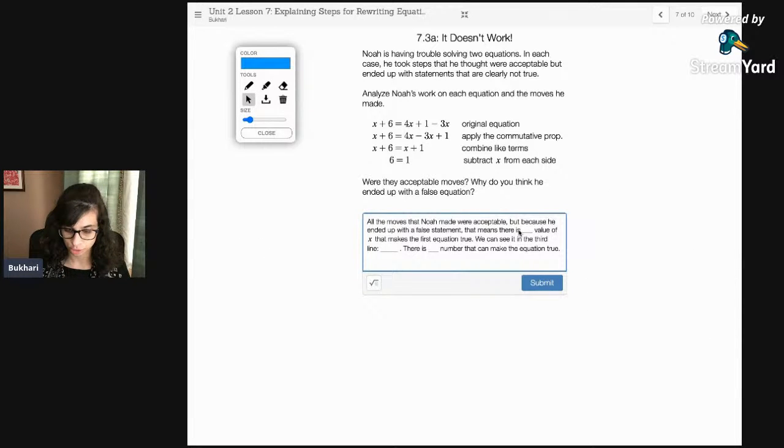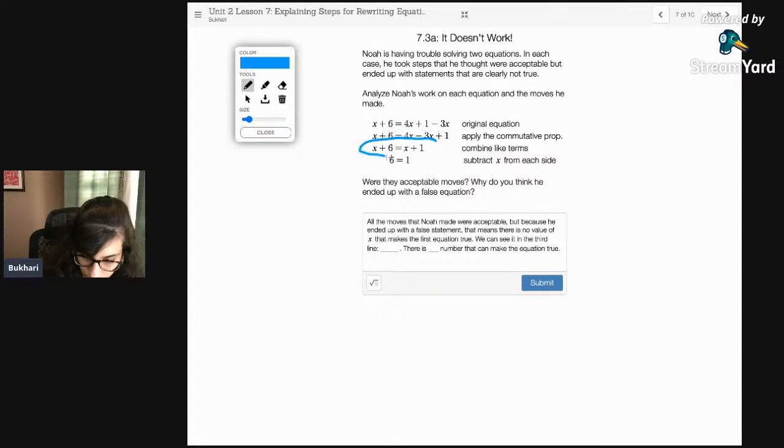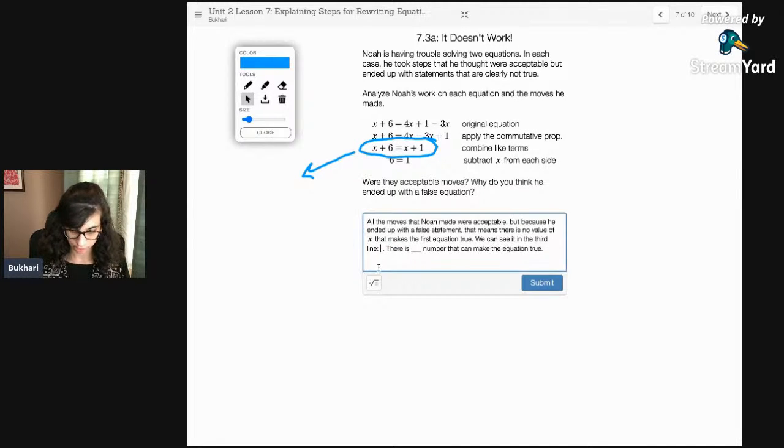He ended up with a false statement. That means there might be no value of x that makes the equation true. And you can see that when you look at the third line, x plus 6 equals x plus 1. Think about our understanding of what numbers are. If I have x plus 6 equal to x plus 1, there is no number that can make that equation true.